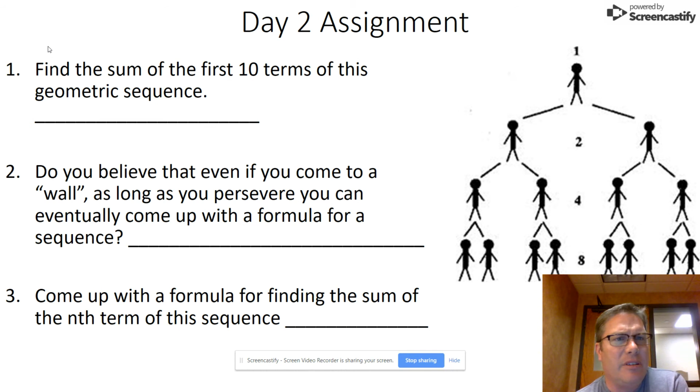Second day, come up with the sum. I have noticed I have not given them a formula for that yet. So this is going to be problem solving. Question 2, do you believe that even if you come up to a wall that you can somehow find that formula? And part 3, come up with a formula for finding the sum. So first part, do a specific one, then a generic one in between, talking about their belief, if they believe it's possible to do that or not.